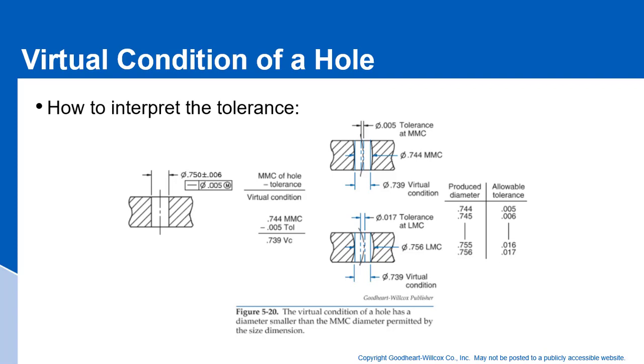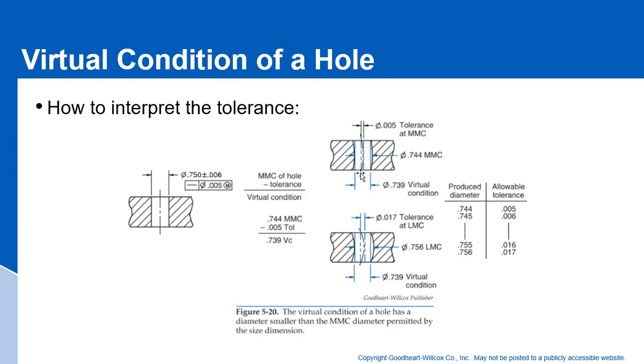Okay, how do you interpret this tolerance? I've got a diameter of 750 thousandths plus or minus 6 with a straightness tolerance of 5 thousandths diametrical at MMC. What does that mean? First of all, we have to find the virtual condition of the hole, which is the MMC size, 750 minus 6 thousandths, and subtract from that our form tolerance. And we have a virtual condition of 739. Okay, that's shown here. Here's our virtual condition of 739.